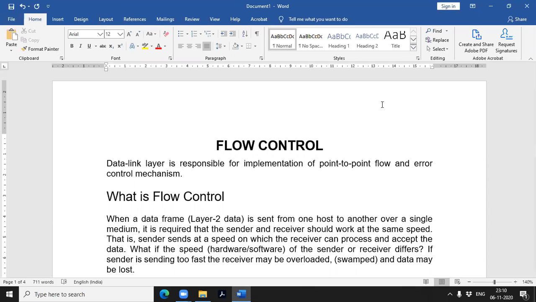Today we are going to learn about the new mechanism to control the flow of data, which is flow control, right? I hope that in my previous video you understood how errors are detected and how those errors are corrected.